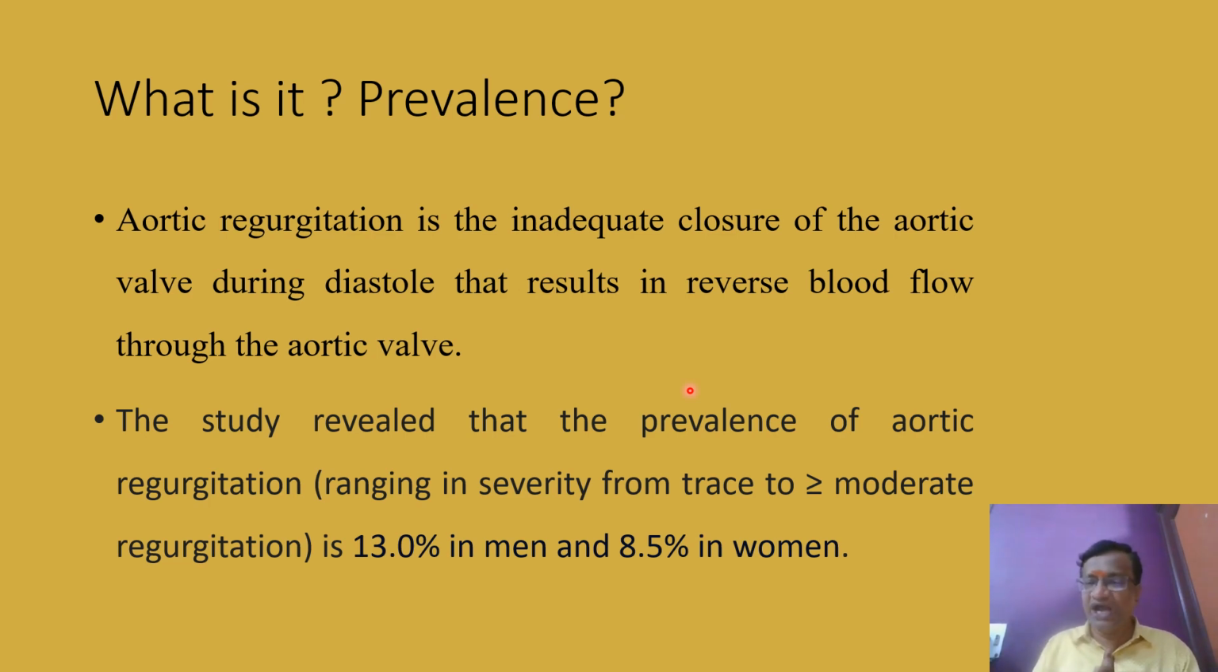I don't use aortic incompetence because even a stenosed valve is incompetent. So we will proceed with the terminology aortic regurgitation. So how far is the prevalence? It may be from trace to moderate. It may be from 13% in men to 8.5% in women.